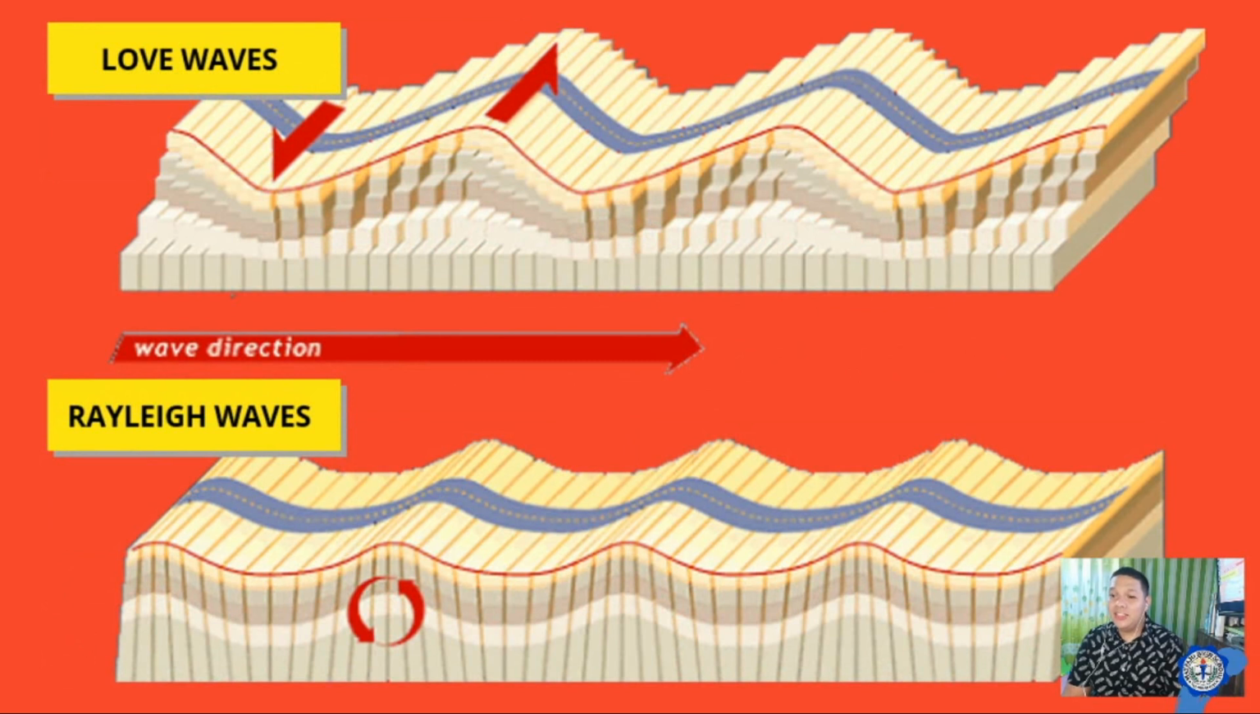Here is the illustration. You can see that our Love waves are just like S waves, but in a form of sideward movement. So they are just like S waves in a horizontal position. Whereas Rayleigh waves are also just like S waves, but the movement is vertical and can cause circular direction or shaking of the ground.